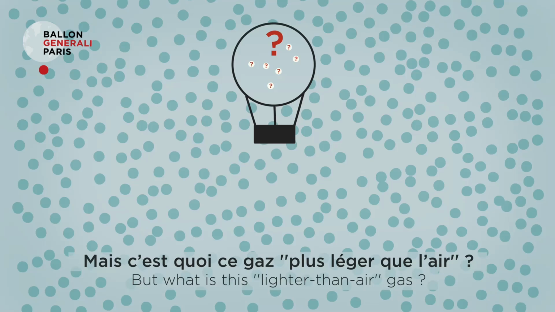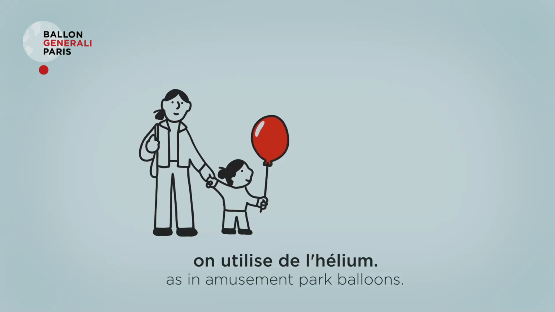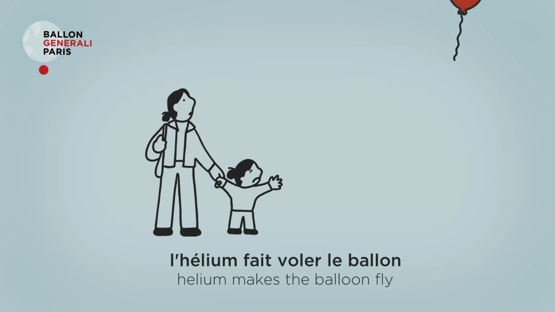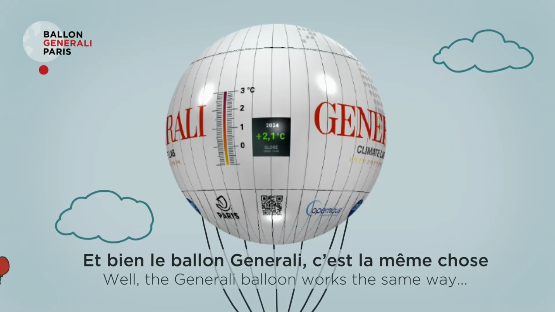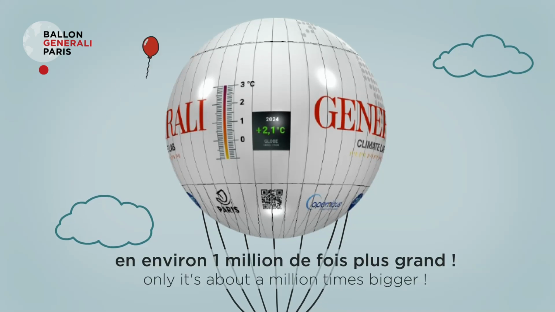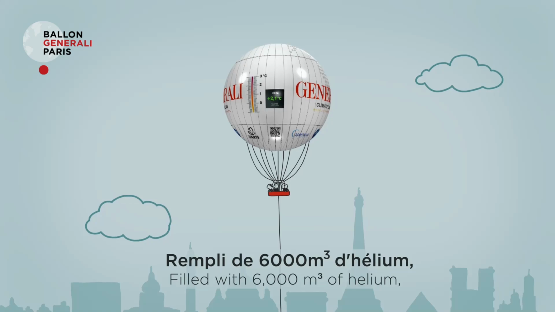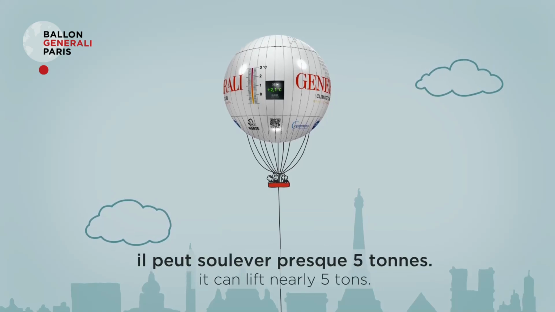But what is this lighter-than-air gas? We use helium, as in amusement park balloons. Lighter than air, helium makes the balloons fly, which is why you have to hang on to the string. Well, the Generali balloon works the same way, only it's about 1,000,000 times bigger. Filled with 6,000 cubic meters of helium, it can lift nearly 5 tons.